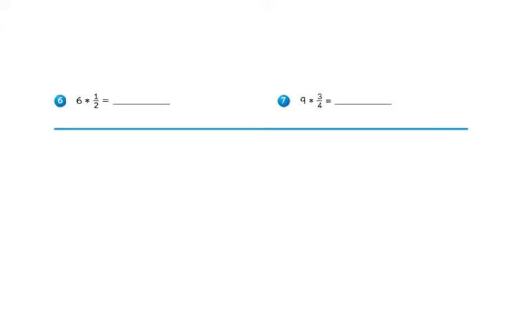So again, we're going to take the whole number times the numerator. So 6 times 1, and write that all over the denominator of 2. So 6 times 1 is 6, and we keep the denominator at 2. I can also change that to a whole number or mixed number by just saying how many 2's are there in 6? 3. So 6/2 is the same as 3.